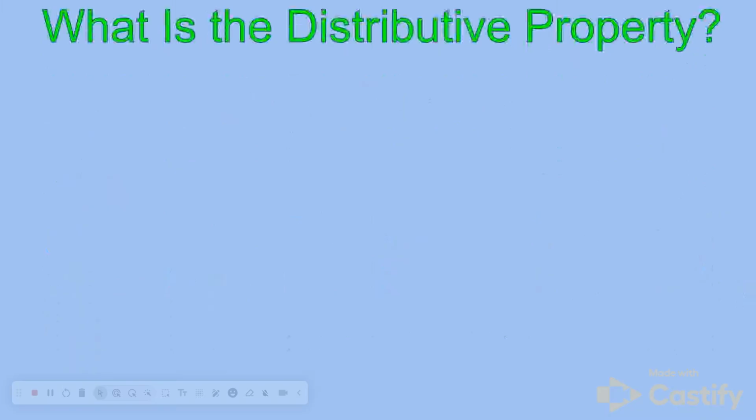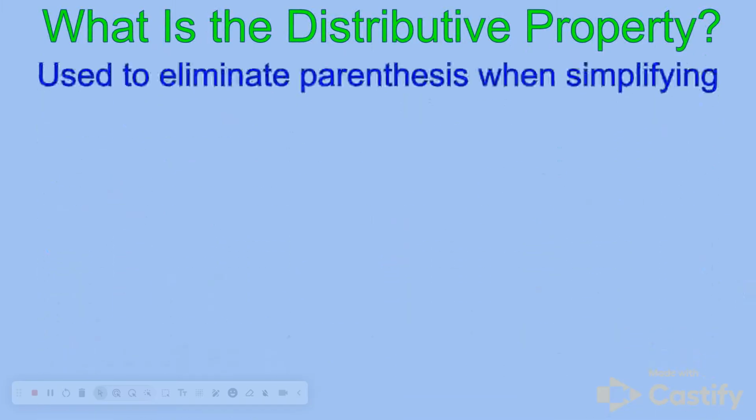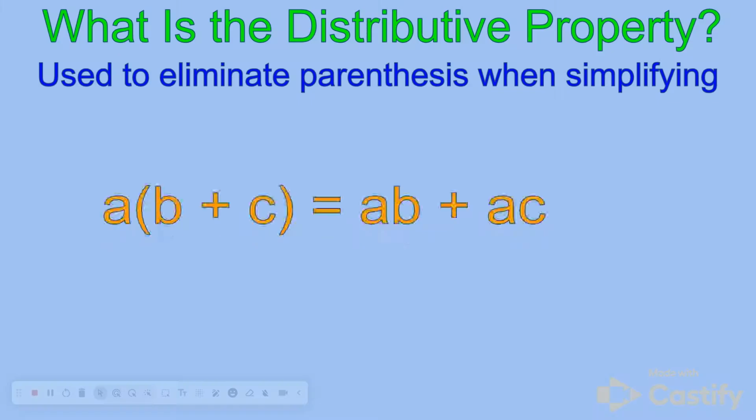Today's lesson that we're going to talk about is the distributive property. Before we start talking about how to do the distributive property, we need to know what it is. The main purpose of it is to eliminate parentheses when you're trying to simplify an expression. Usually when you're solving multi-step equations, the distributive property is normally the first step, and it's used to eliminate parentheses when you want to simplify something.